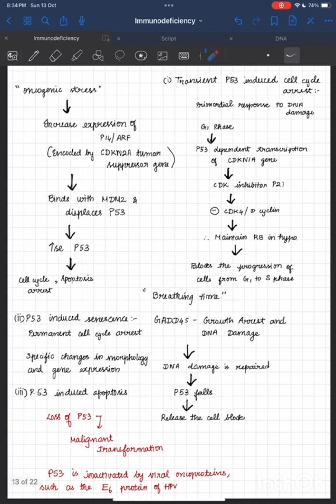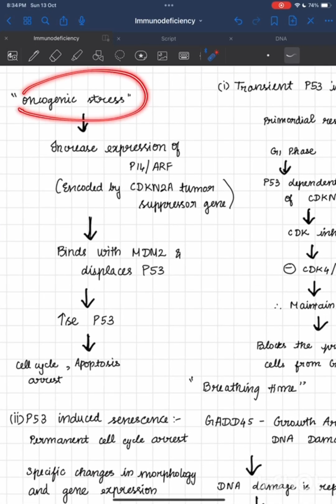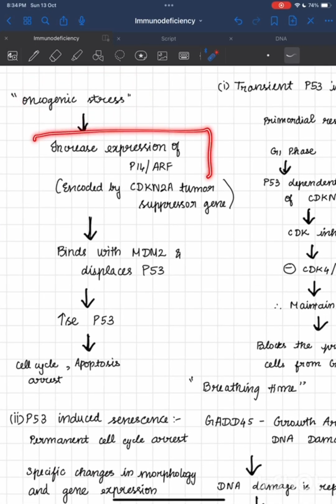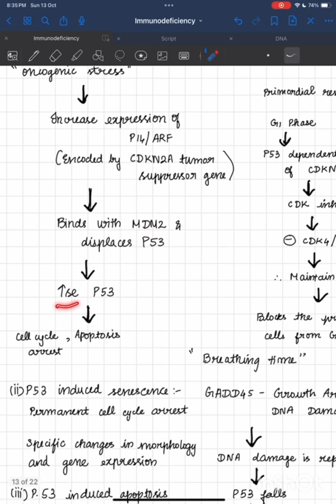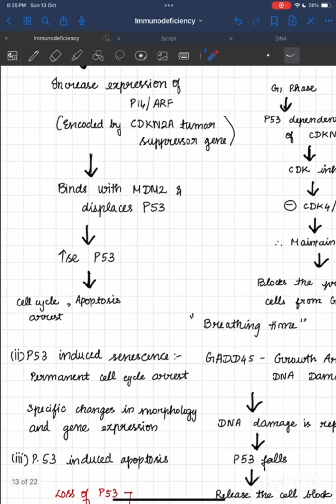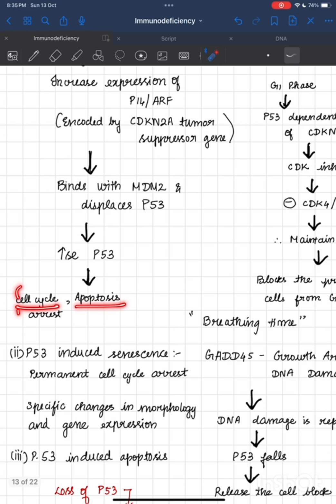Next, if there is any oncogenic stress, it leads to increased expression of P14 ARF, and these are encoded by the CDKN2A tumor suppressor gene. So it binds with MDM2 and displaces P53 from MDM2. It leads to increased P53. So it also helps in cell cycle arrest and apoptosis.